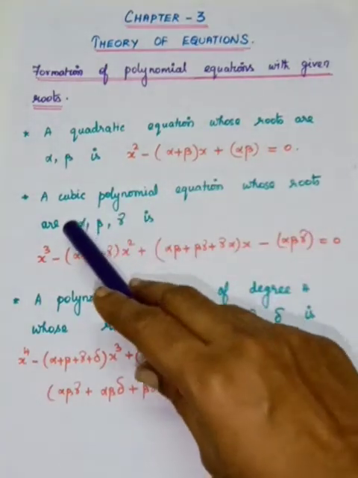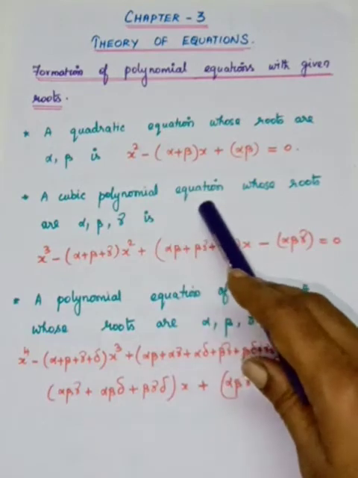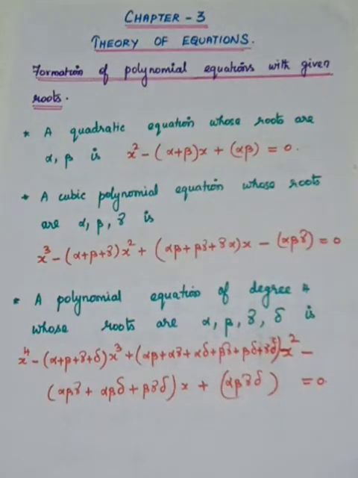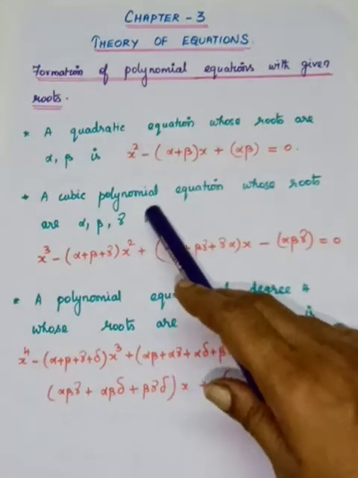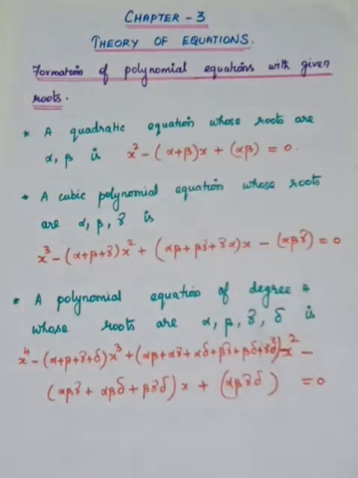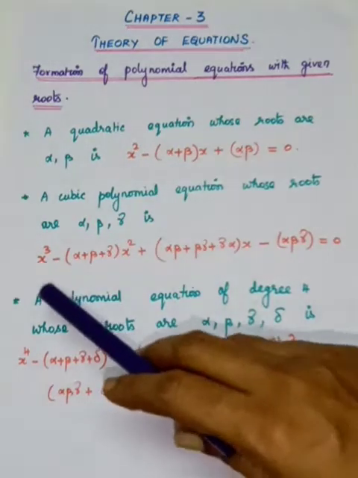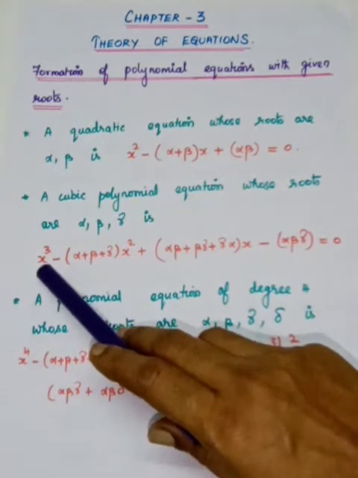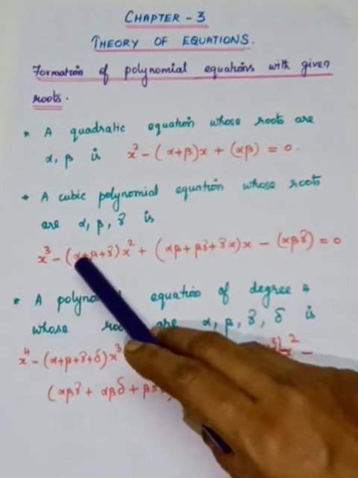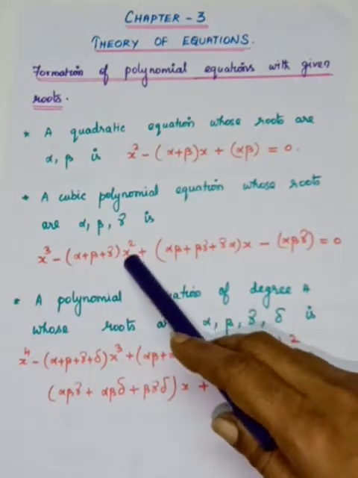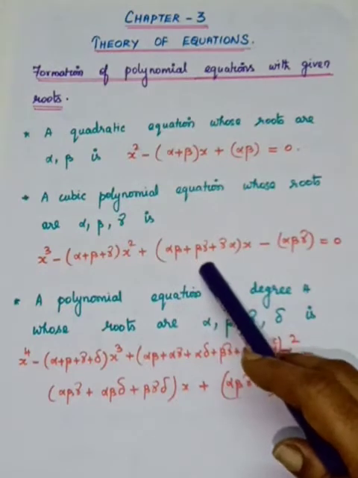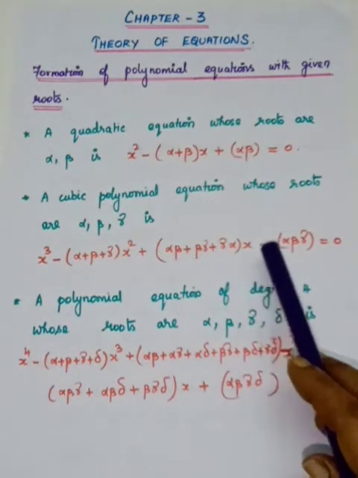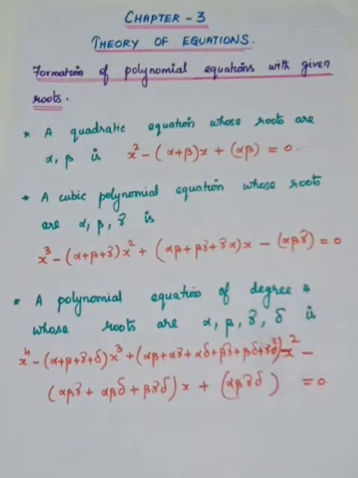Next we are moving to the cubic polynomial equation whose roots are alpha, beta, gamma. We are going to write the polynomial equation of degree 3, which is called a cubic equation. It has 3 roots: one is alpha, another one is beta, another one is gamma. The equation, cubic polynomial, means whose degree is 3. So x cube minus (alpha plus beta plus gamma) into x squared plus (alpha beta plus beta gamma plus gamma alpha) into x minus alpha beta gamma is equal to 0.